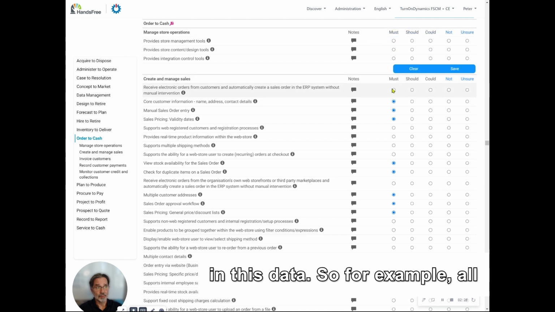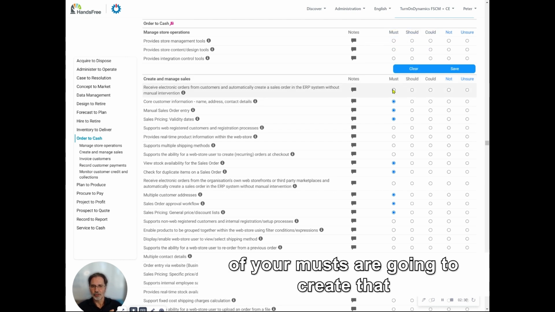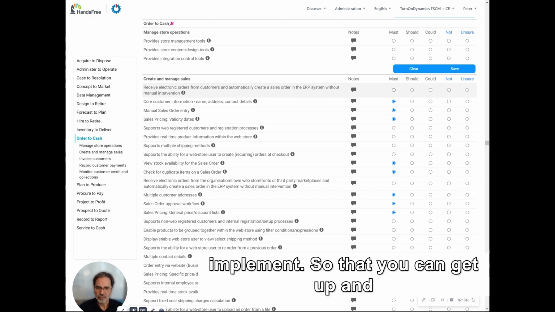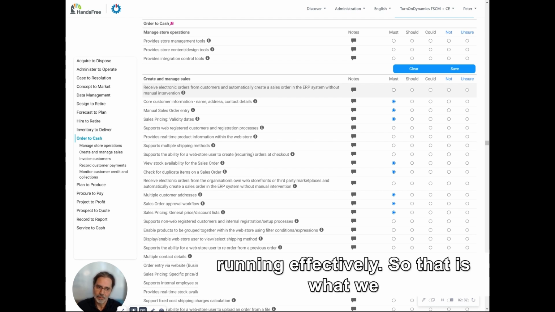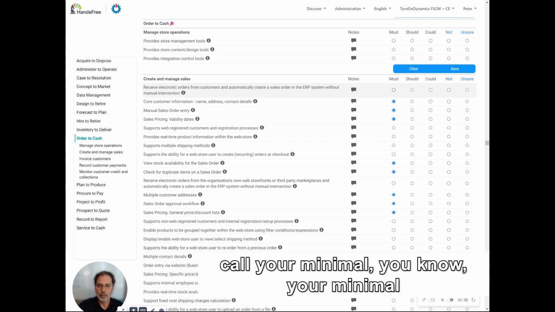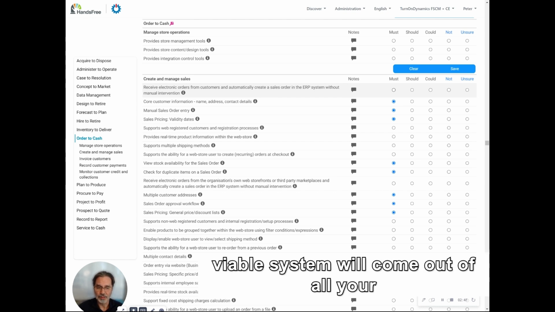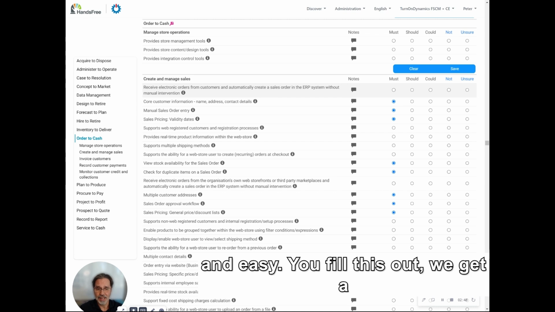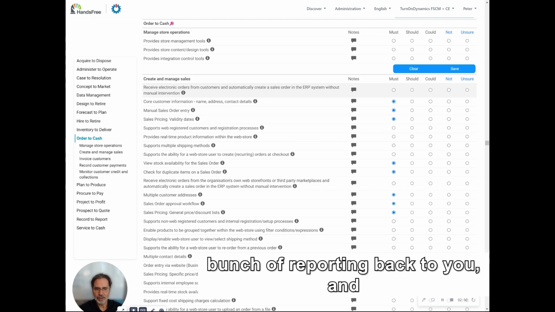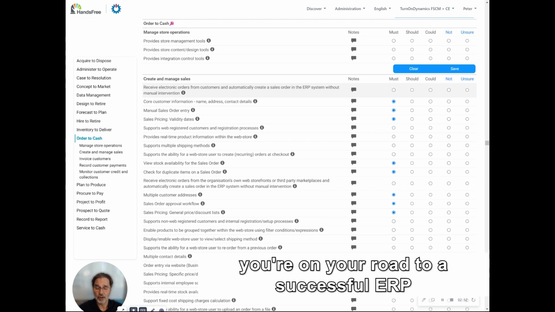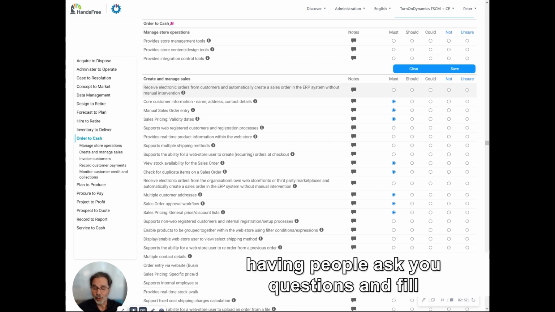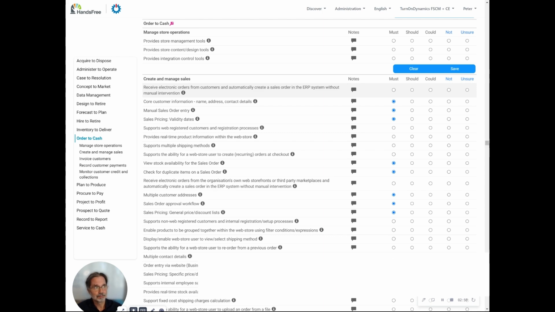So for example, all of your musts are going to create that initial basic system that you need to implement so that you can get up and running effectively. So that is what we call your minimal viable system, which will come out of all of your musts. So this is it, simple and easy. You fill this out, we get a bunch of reporting back to you, and you're on your road to a successful ERP project instead of weeks and months having people ask you questions and fill out checklists.